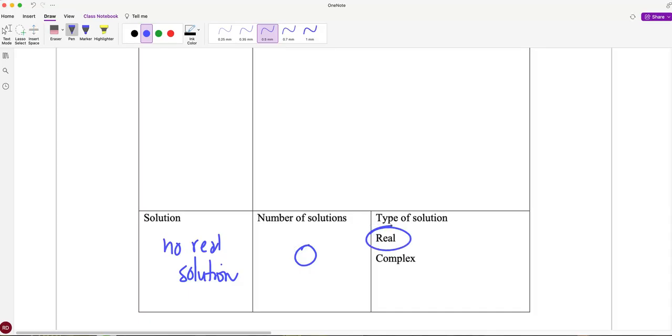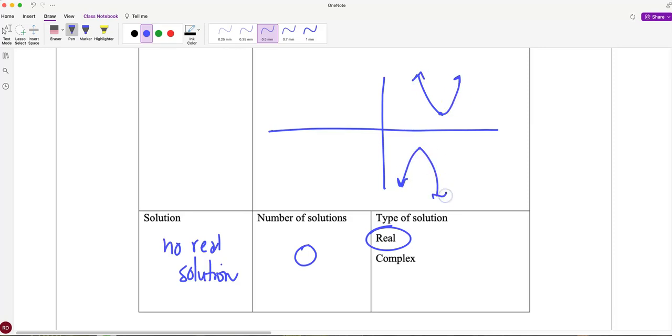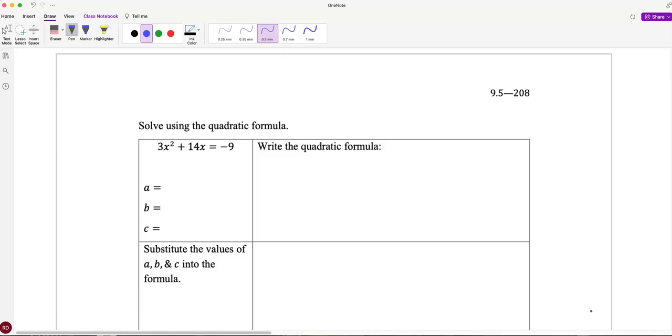Zero real solutions. What would it mean to have no real solutions? It means when you're looking for where it intersects with the x-axis, you've got a parabola that does either this or this. So graphically, that's what's going on, and that's how I got no real solution. Now in your Algebra 2 class in upper school, you'll find that there are complex solutions, but we're not going into that right now.